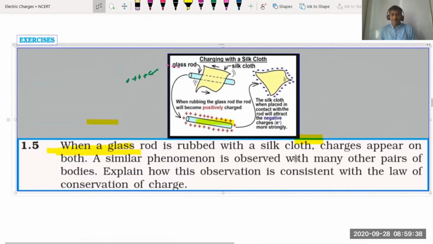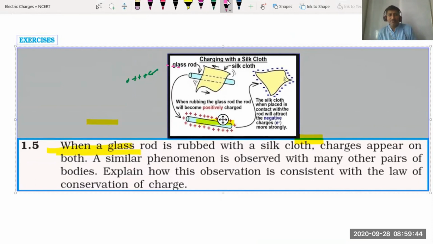Suppose here you see, this is the glass rod. Where is the glass rod? This is the glass rod. Here is the silk cloth. When we rub these two bodies, this glass rod to silk cloth, electrons will transfer.